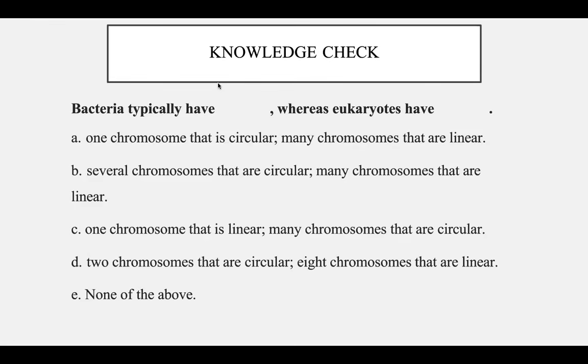All right, the correct answer is A. Bacteria are very simple. They have one chromosome that is circular, commonly referred to as a plasmid. Eukaryotes have many chromosomes that are linear. So great job.